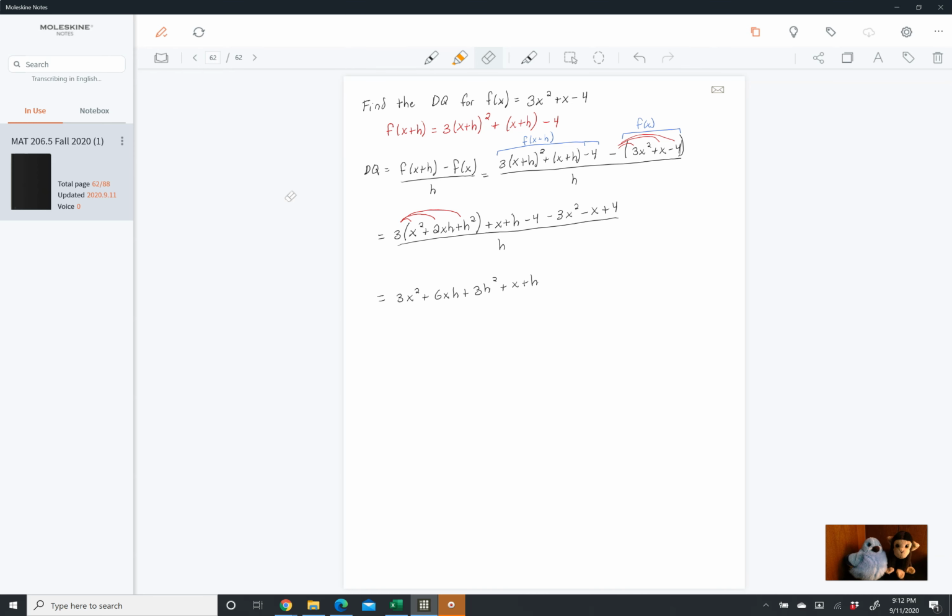So we get 3x squared plus 6xh plus 3h squared plus x plus h minus 4 minus 3x squared minus x plus 4. Be careful, don't get lazy in doing this. Write it out. This whole thing over h. So now we're just canceling out like terms, right? So 3x squared, notice it doesn't have an h. It cancels. x doesn't have an h. It cancels. Negative 4 doesn't have an h. It cancels. If it does not cancel, you did something wrong in your algebra, okay?